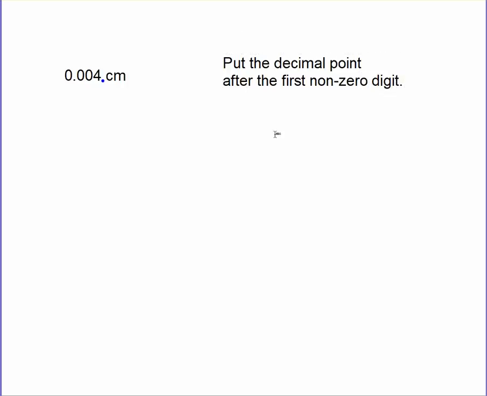So if I gave you, and I'll give you an example after this, if there were more numbers after the 4, you're going to put the decimal point right after the first one, okay? But that'll raise another issue as well, which I'll bring up in just a second. So, decimal point after the first non-zero digit, done.